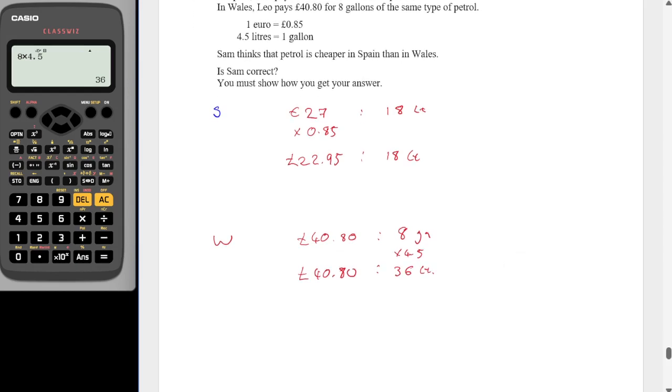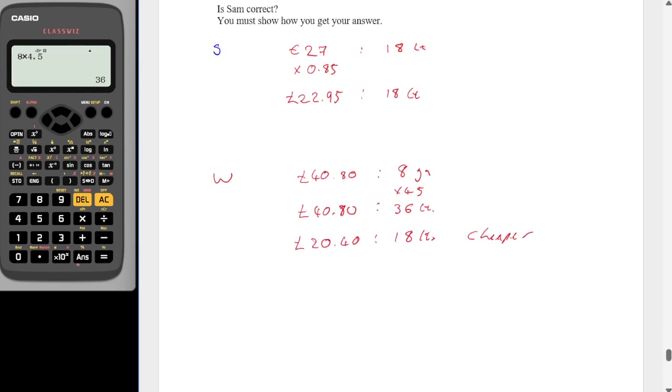That actually works out quite nicely because in effect this is a multiple of this. So if we halve this one, then Leo would pay £20.40 for 18 litres. So Wales is cheaper. Sam thinks petrol is cheaper in Spain than in Wales. Is Sam correct? No. Petrol is cheaper in Wales.